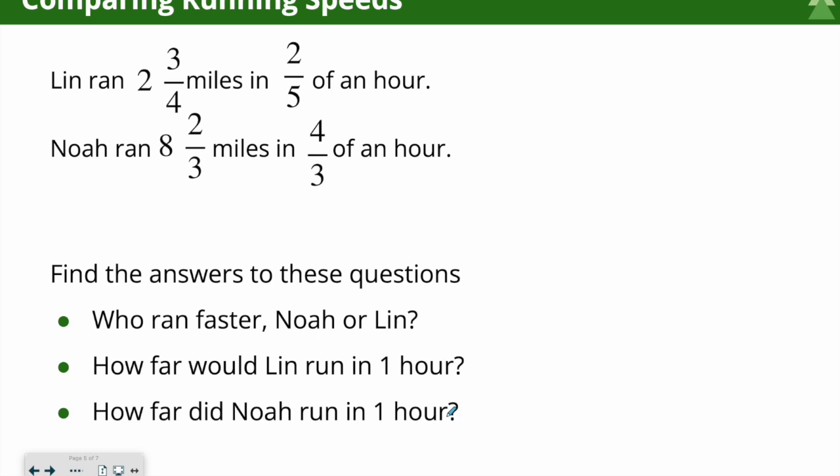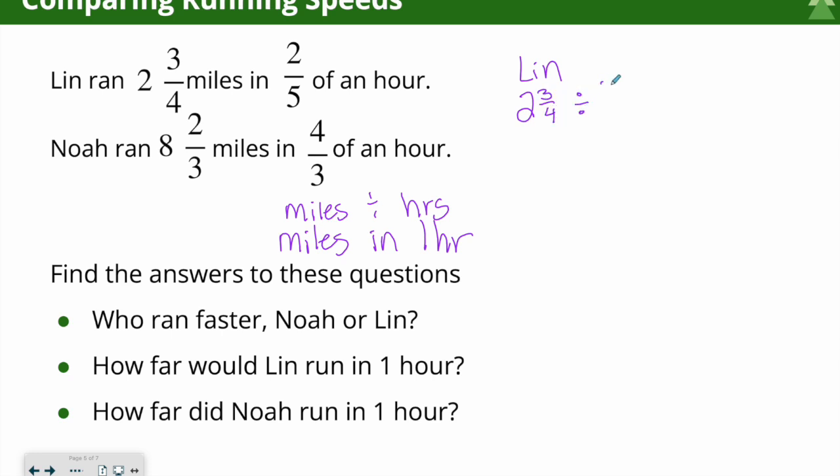Again, we're finding the unit rate to compare. So we're looking at miles in 1 hour. So we're going to do the miles divided by the hours. I'm going to find their speed, their distance in 1 hour, and then I'll decide who ran faster. So for Lynn, miles divided by hours, 2 3/4 divided by 2/5.